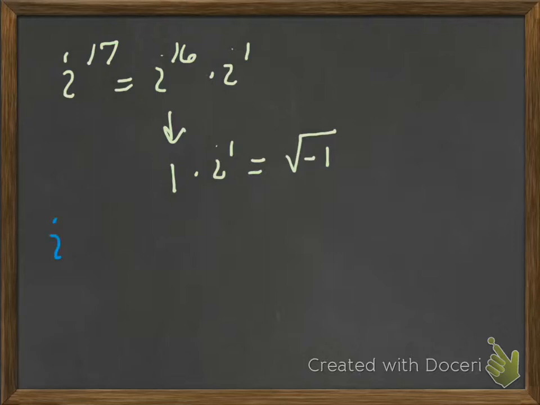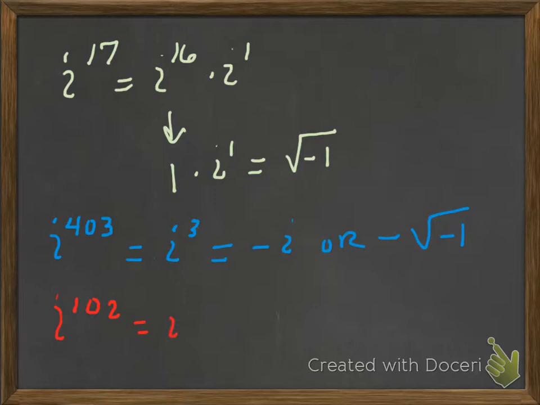So for instance, if I take I to the 403 power, well, we know 4 is going to go into 400 evenly, and then we'd have a remainder of 3. That means that this is still equal to I to the third, which is the negative I. Or if you prefer, you can write it as negative square root of negative 1. And a higher power, such as I to the 102. Well, we know 4 is going to go evenly into 100. So it's going to have a remainder of 2. So it's simply going to be I to the second, which is going to be negative 1.